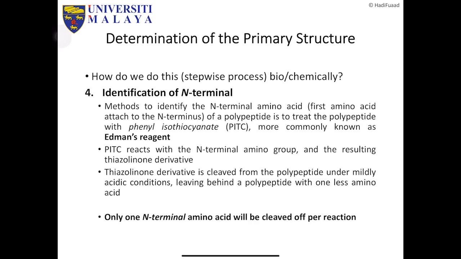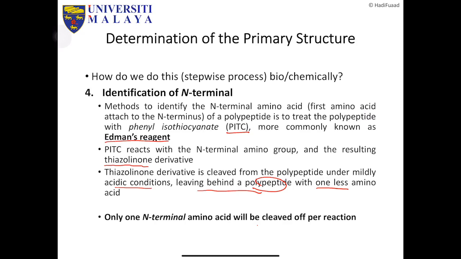So the first amino acid attached to the N terminus of a polypeptide is treated with PITC, phenyl isothiocyanate, more commonly known as Edman's reagent. So Edman is N-terminal cleavage. So what does it do? The Edman's reagent, or PITC, reacts with the N-terminal amino group, and this results in thiazolinone derivatives. This thiazolinone derivative is cleaved from the polypeptide under mild acidic condition, leaving behind a polypeptide with one less amino acid. So it's very specific to N-terminal only.